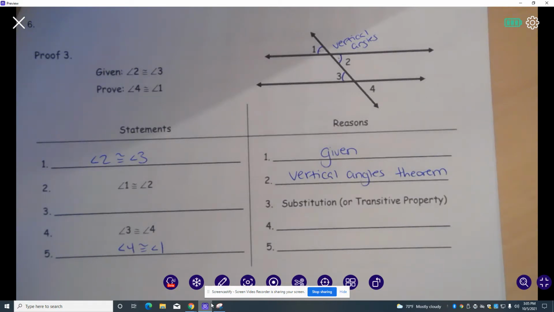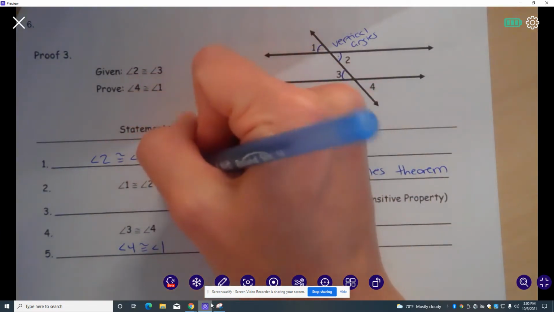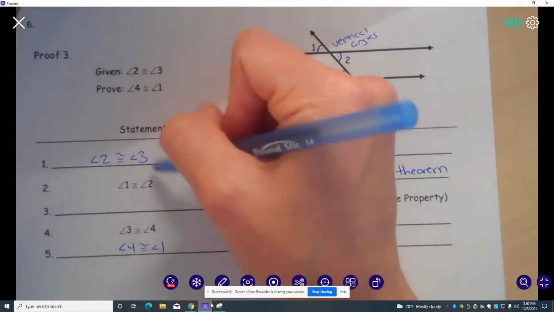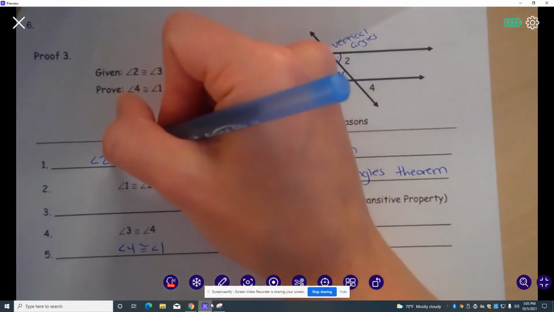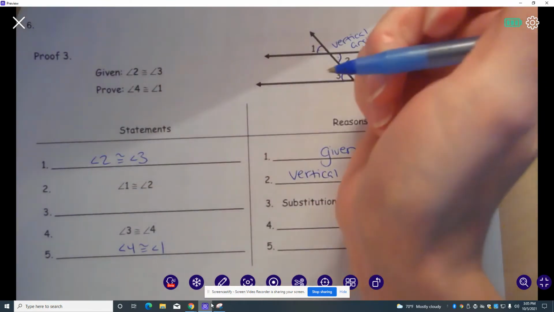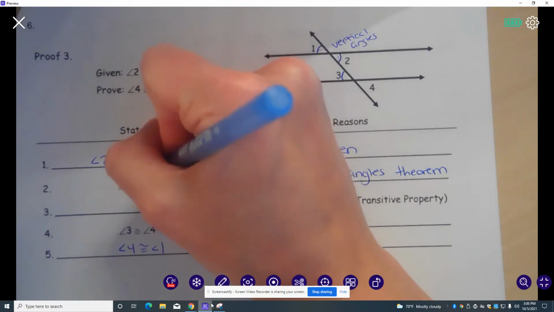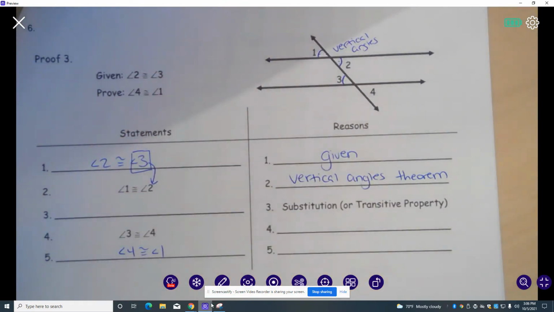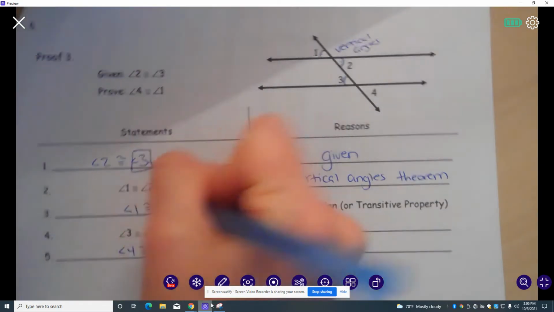All right, so now I know for statement 3, I'm going to be using the substitution property. So I have to go up above and think, what's my only option? What can I substitute in for something else? So I know angle 2 is congruent to angle 3. So I could take angle 3 and substitute it into the second congruent statement in for angle 2. When I do that, I'm left with angle 1 is congruent to angle 3.